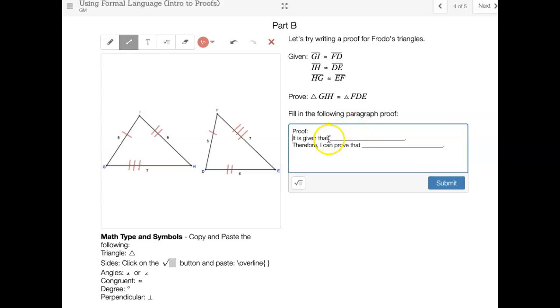I can just go, right? If I want to say GI is congruent to FD, I can copy some of this stuff. In fact, I can copy this right here in order to name the sides. I can copy this overline thing, Command C to copy, and then I can go back up to my little box here and click on the little radical symbol.